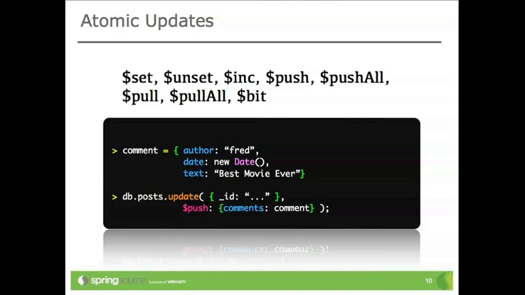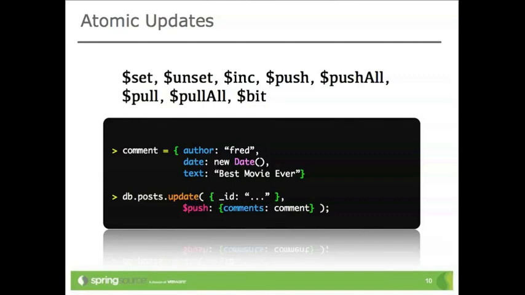Now, what this means is that I can go and atomically modify a document without having to read that document out, modify it, and then put it back. Right? So there are a number of update operators listed here, things like set, unset, increment, push, pull, that allow me to modify a document in place.